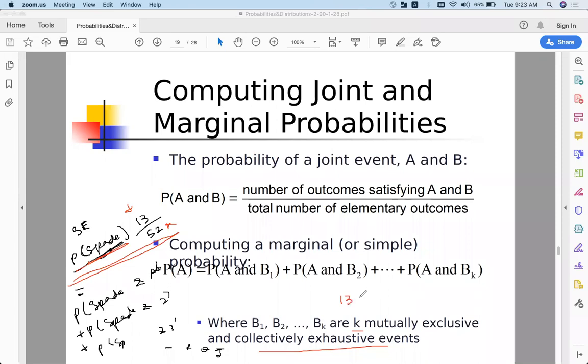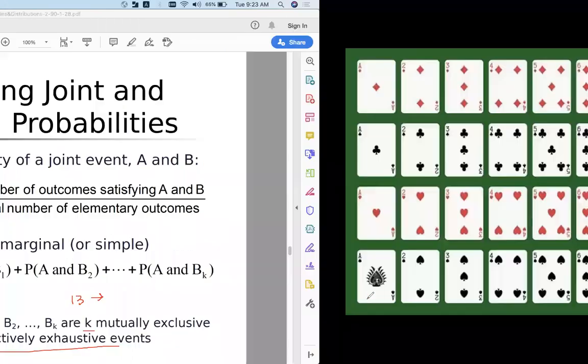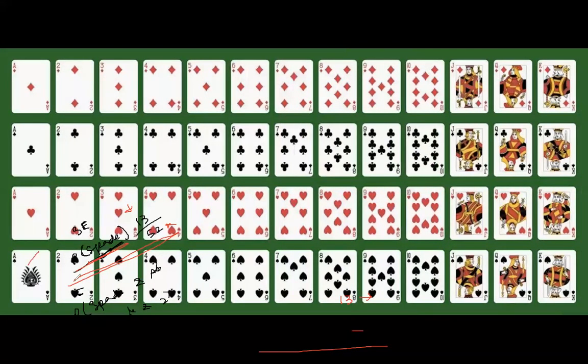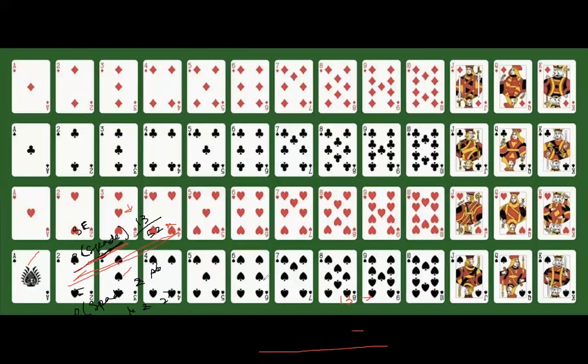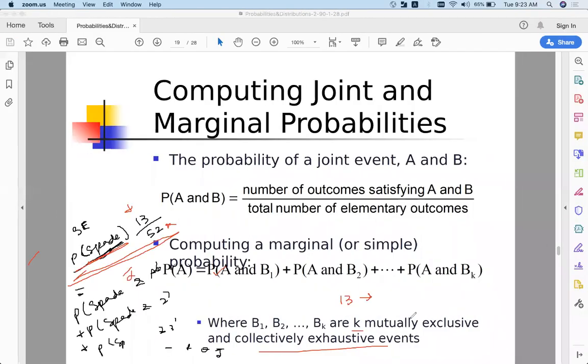What are those 13? If I want all the spades, I can collect this one, this one, this one. So I collect all of them one by one, and I get 13 spades, correct? And if I draw a card, if it is 3, it cannot be 5 at the same time, which means it is mutually exclusive.